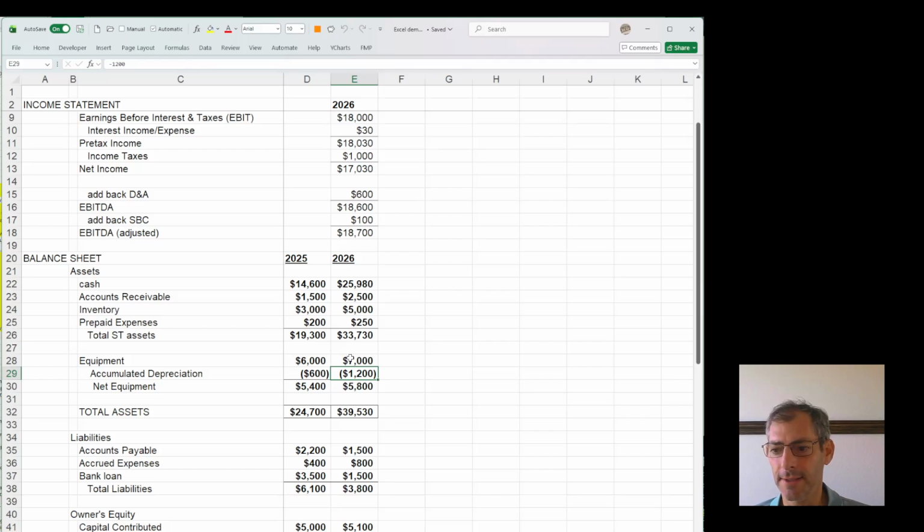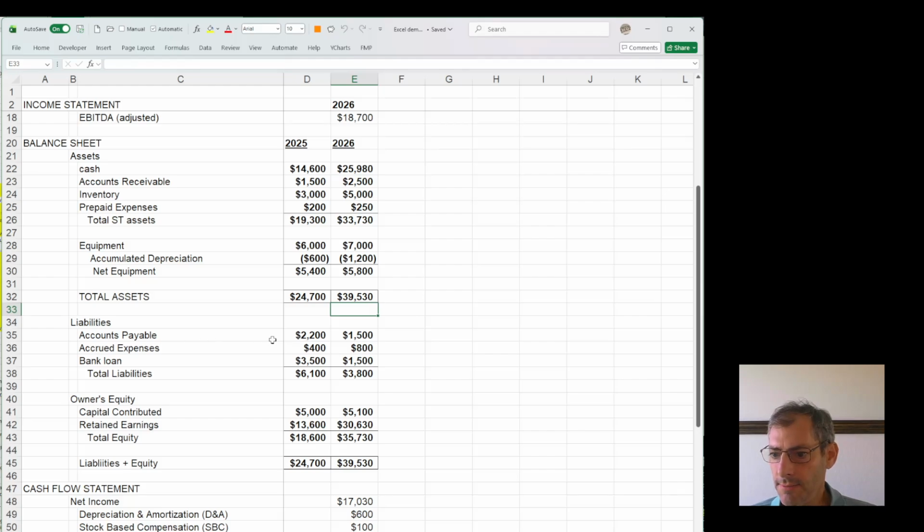But we also bought $1,000 of new stuff. So now the net equipment line is going to be 7,000 minus 1,200 accumulated. So our net equipment now is $5,800, right? It rose from 5,400 to 5,800. Does that make sense? Well, we bought $1,000 of new stuff, but we lost $600 to depreciation. So that's a $400 increase, which is exactly what it's showing. So again, it makes sense. So our assets now, just taking these two things together, the 33 plus the 5,8, and you get 39,530.